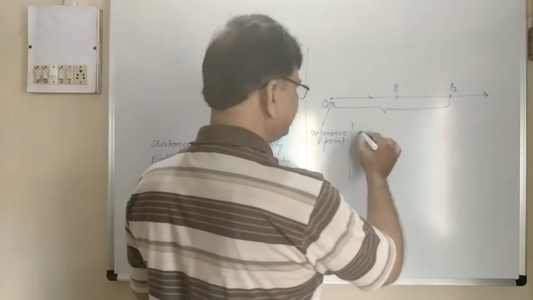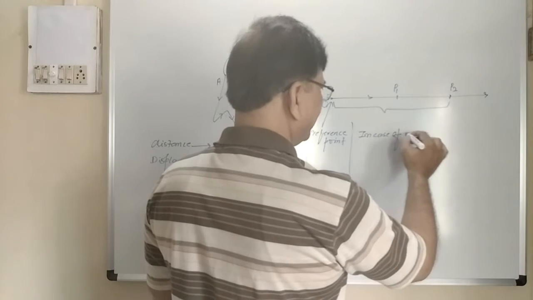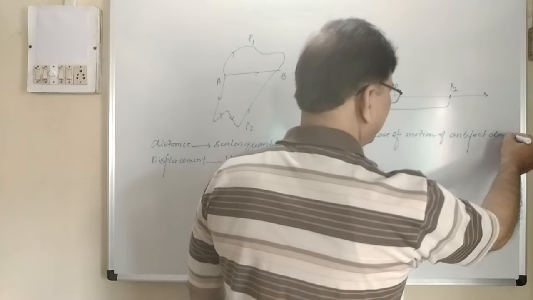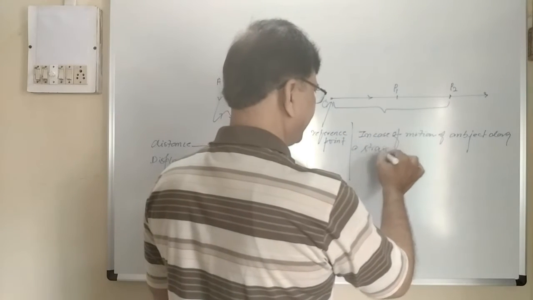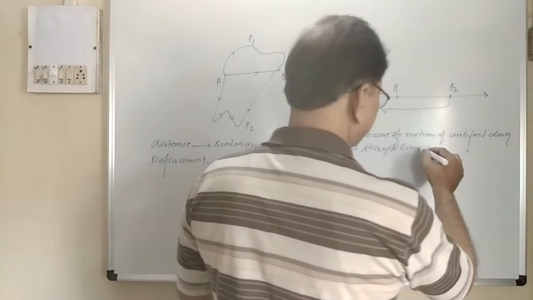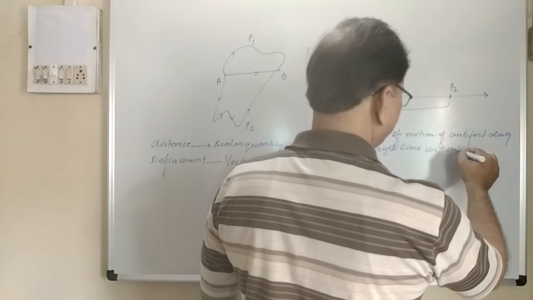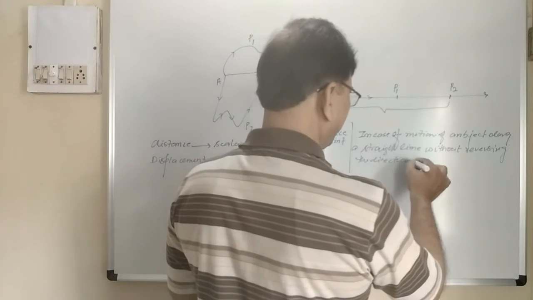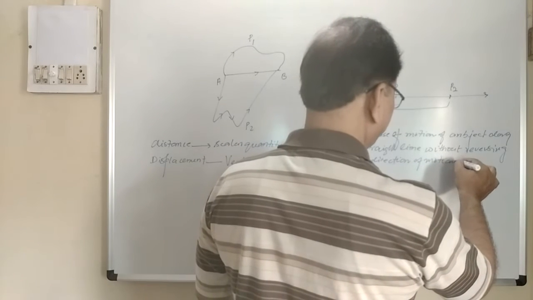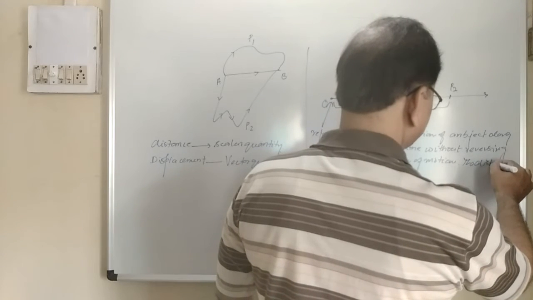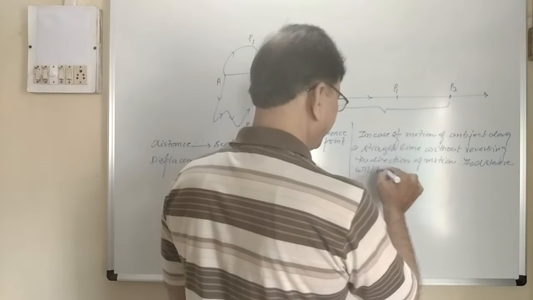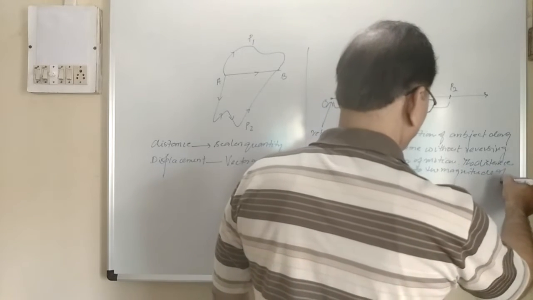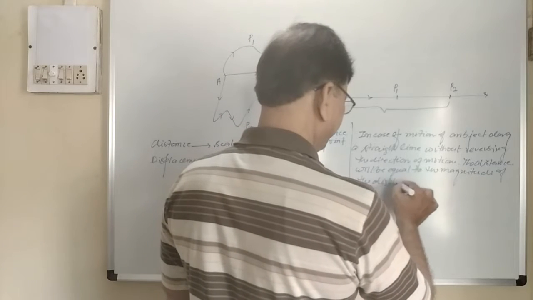So we can write, in case of motion of an object along a straight line, without reversing the direction of motion, the distance will be equal to the magnitude of the displacement.